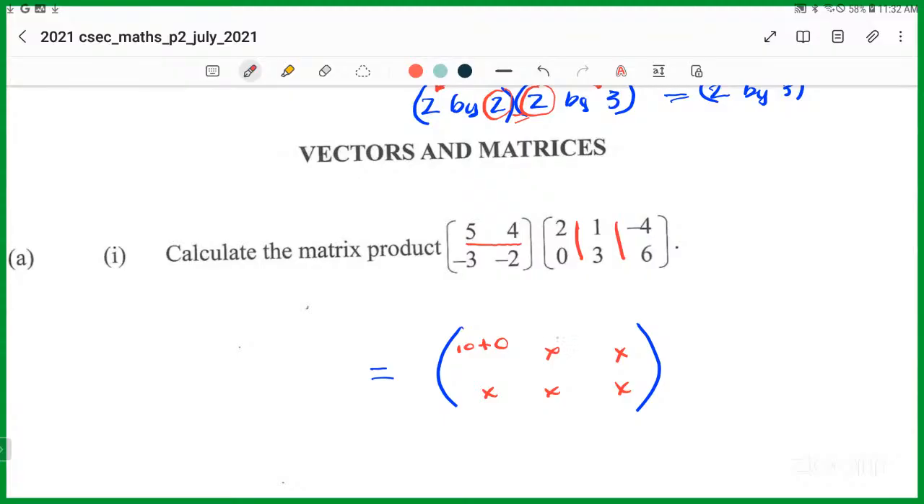And then this second value right here is positioned in the first row and the second column. So to get it, we multiply this first row by the second column. First element times first element, second element times second element. So that becomes 5 times 1 and 4 times 3. So 5 times 1 is 5 and 4 times 3 is 12.